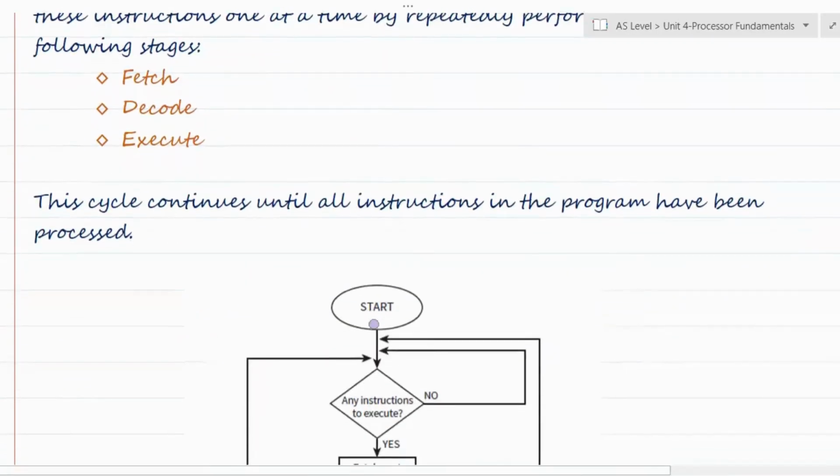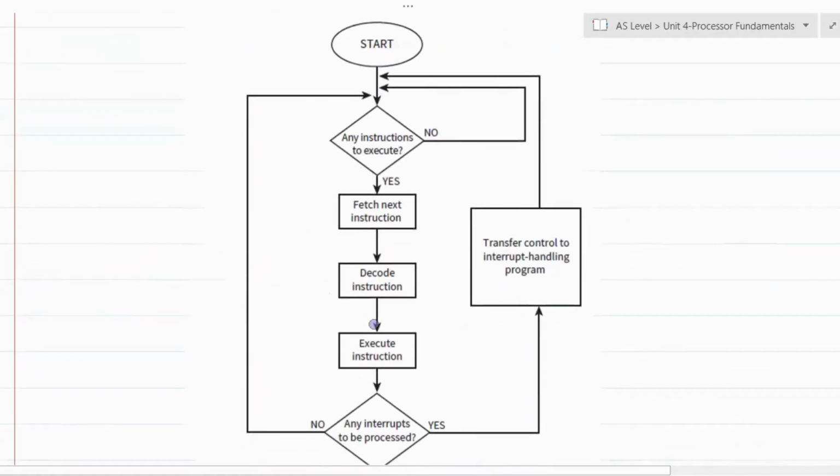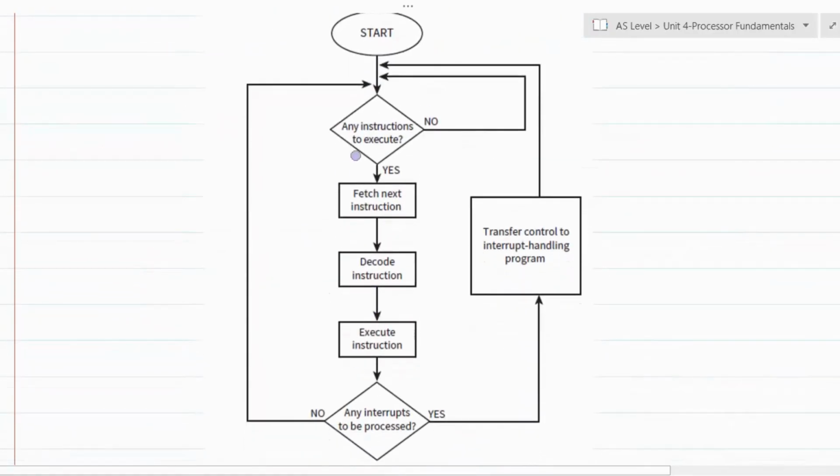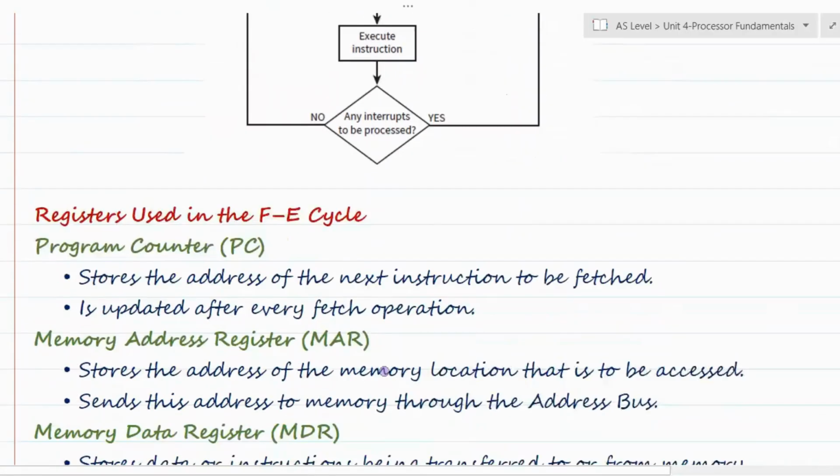Right? Just have a look at the flow chart. So CPU checks if there are any instructions, fetches the next instruction, decodes it, then executes the instruction. Then if there are any interrupts, they are processed. Again, cycle goes back, next instruction, fetches, decode, and then execute. And this cycle continues, right?